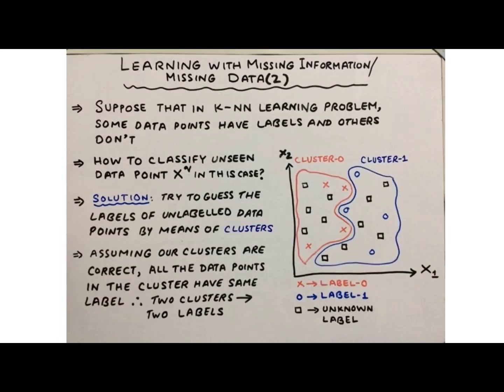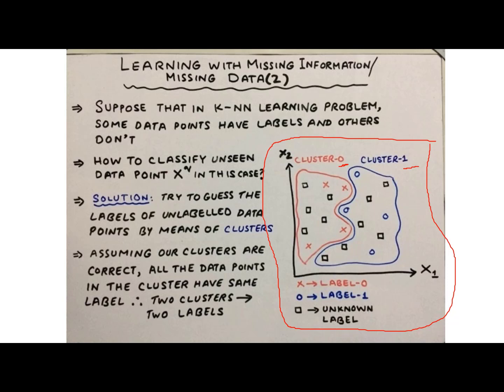A possible construction of 2 clusters is shown here. So you see we have 2 clusters: the red cluster assigning 0 label to the data points contained inside the cluster, and the blue cluster assigning label 1 to the data points contained therein.